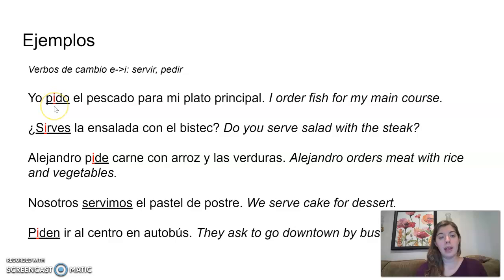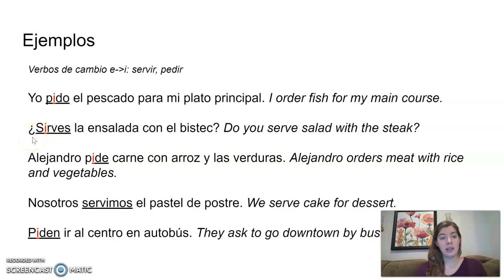E cambia a la letra I. Quita IR y el fin O significa el sujeto es yo. So the yo could be implied here. Here it's actually written out. We know because of that O ending that the subject is yo. We see that stem change, the E changing to an I.